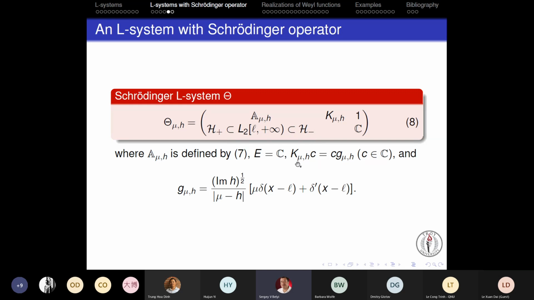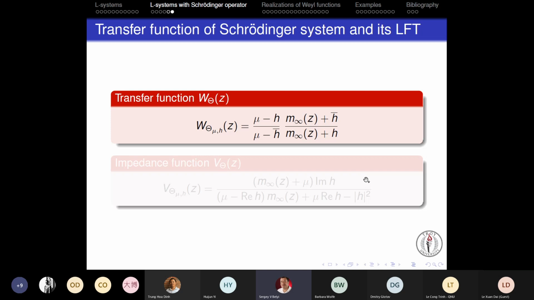And choose the channel operator K as simply acting from C into H minus by multiplication by a complex number. So what K does, it takes a complex number and multiplies it by a channel vector G, which is written like this, also in terms of mu and h. As a result, you're getting a family of L systems that are parameterized by two numbers, mu and h. So literally, you take two numbers, plug them in here, and you're getting a ready system based on a given Schrodinger differential expression.